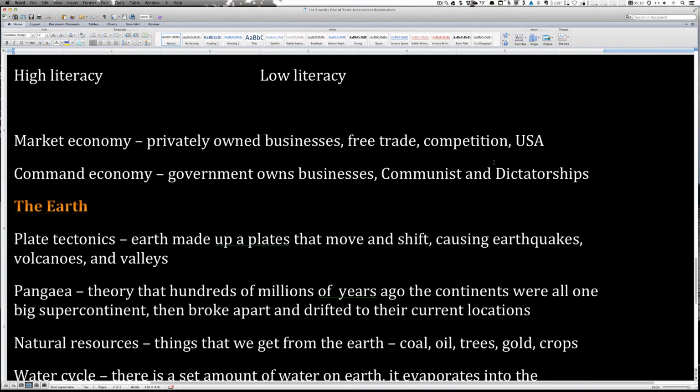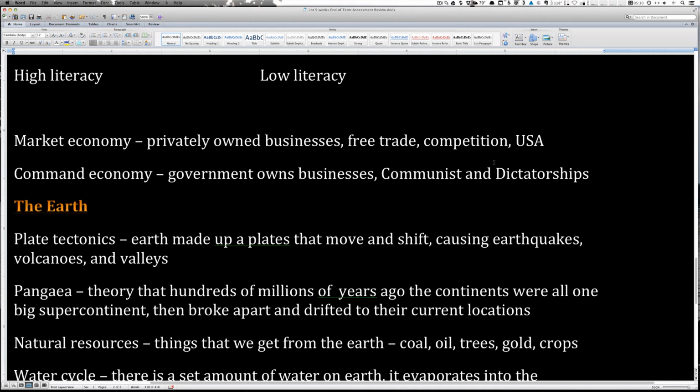A market economy is what we have in the USA, in our country. It's where people can privately own businesses. There's free trade, which means you can pretty much buy or sell anything you'd like to buy or sell, as long as it's not illegal, and you can set whatever price you want.